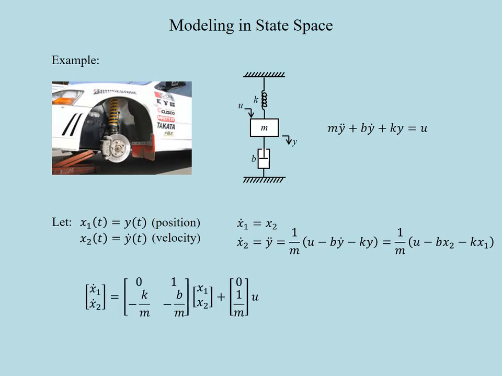These two equations can now be cast in a matrix form where we can see the A and B matrices. Besides, the output is the position. The C matrix turns out to be composed of a 1 and a 0. And once again, in this case too, the direct transmission matrix D is 0.